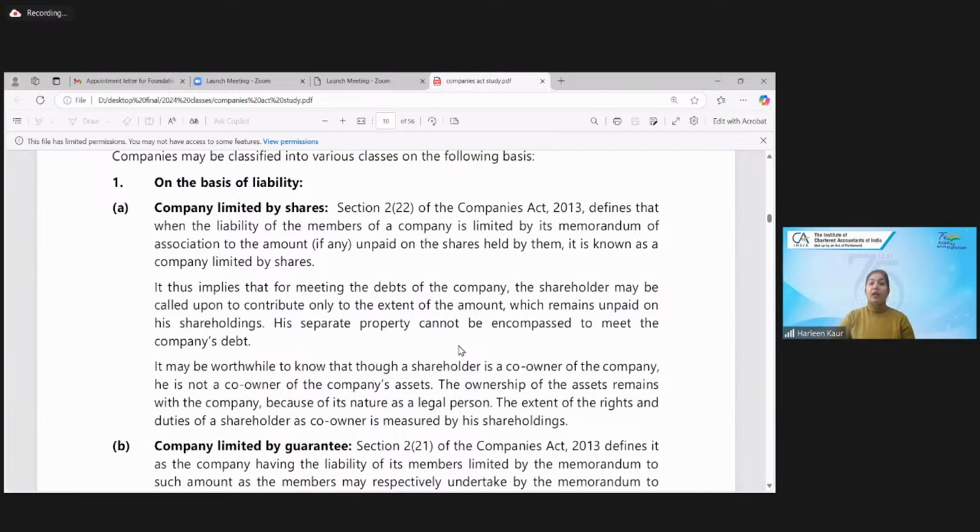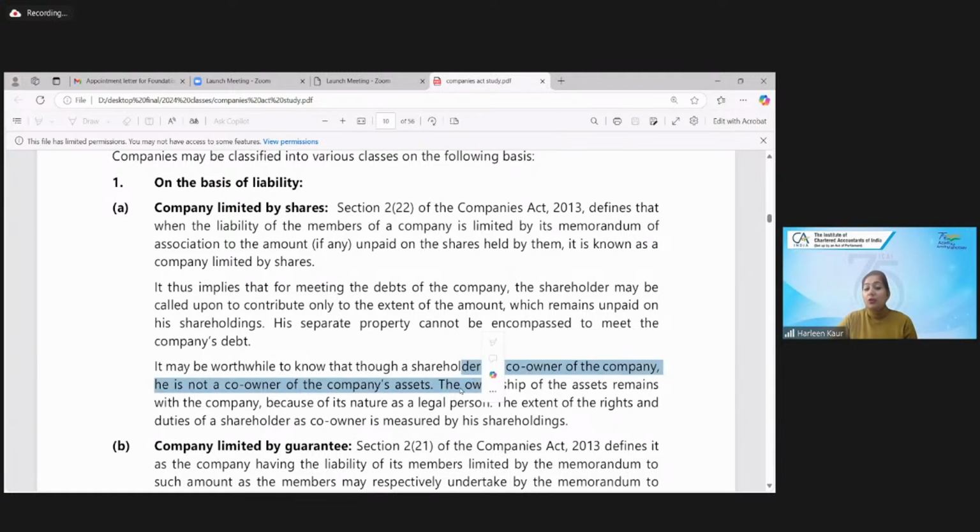So you cannot say that if the liability of the company is 1 lakh rupees, how much do I need to contribute if I'm part of a company limited by shares? How much amount I need to contribute? Tell me. Only rupees 10,000. Very good. So I don't need to pay for the balance 90,000. The company will meet its own liability. That is the meaning of limited liability.